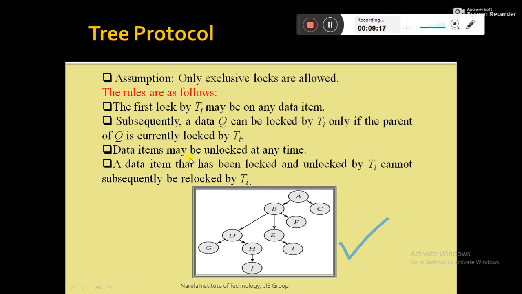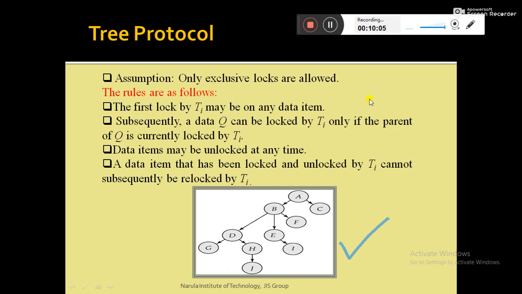The third rule is that a data item may be unlocked at any point of time. That means it's not like the two-phase locking protocol where you can only unlock data items in the shrinking phase. Here, in the tree-based protocol, a data item can be unlocked by the transaction at any given point of time. And the next rule: a data item that has been locked and unlocked by Ti cannot subsequently be relocked by Ti. That means a particular data item may be locked and unlocked by a transaction Ti only once. So these are the 4 rules of the tree-based protocol.